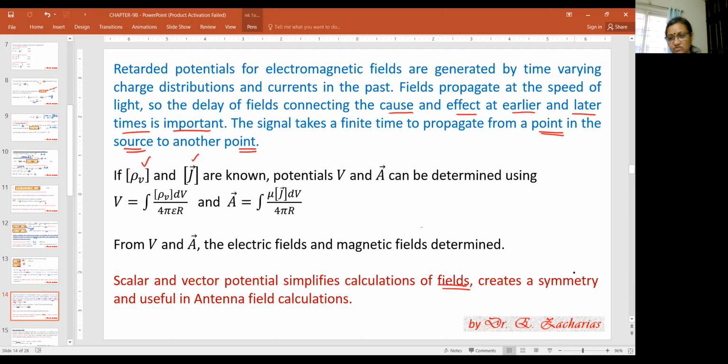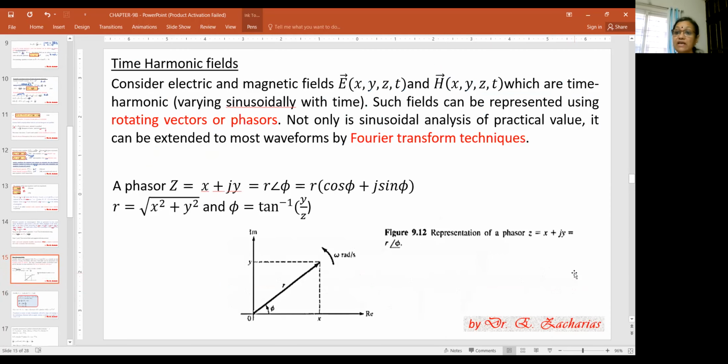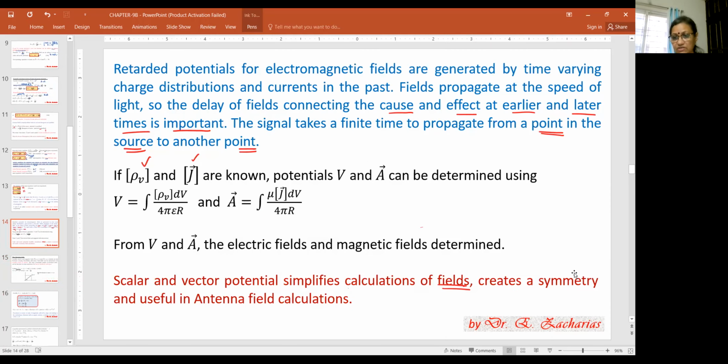So what is done here is the source values are first obtained. From the sources, you are able to get your V and A, and from V and A, you're going to be able to get your fields. So that's the way calculation is done. I know it's Greek and Latin right now, but when you go to those subjects, it will make sense.